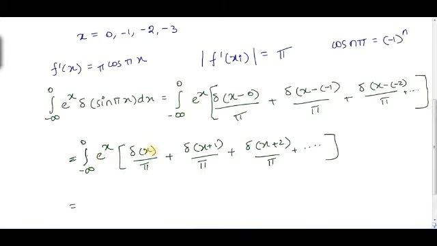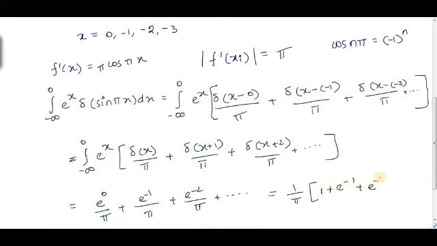So here we will substitute each center into this one. The first thing, I will get e power 0, since the center is 0 and it lies between the limits. E power 0 divided by pi plus e power minus 1 by pi, since here the center is minus 1 and it lies between the limits, plus e power minus 2 by pi and so on. I can take this pi outside. I will get 1 plus e power minus 1 plus e power minus 2 and so on. If you look at this series, it is nothing but a GP.